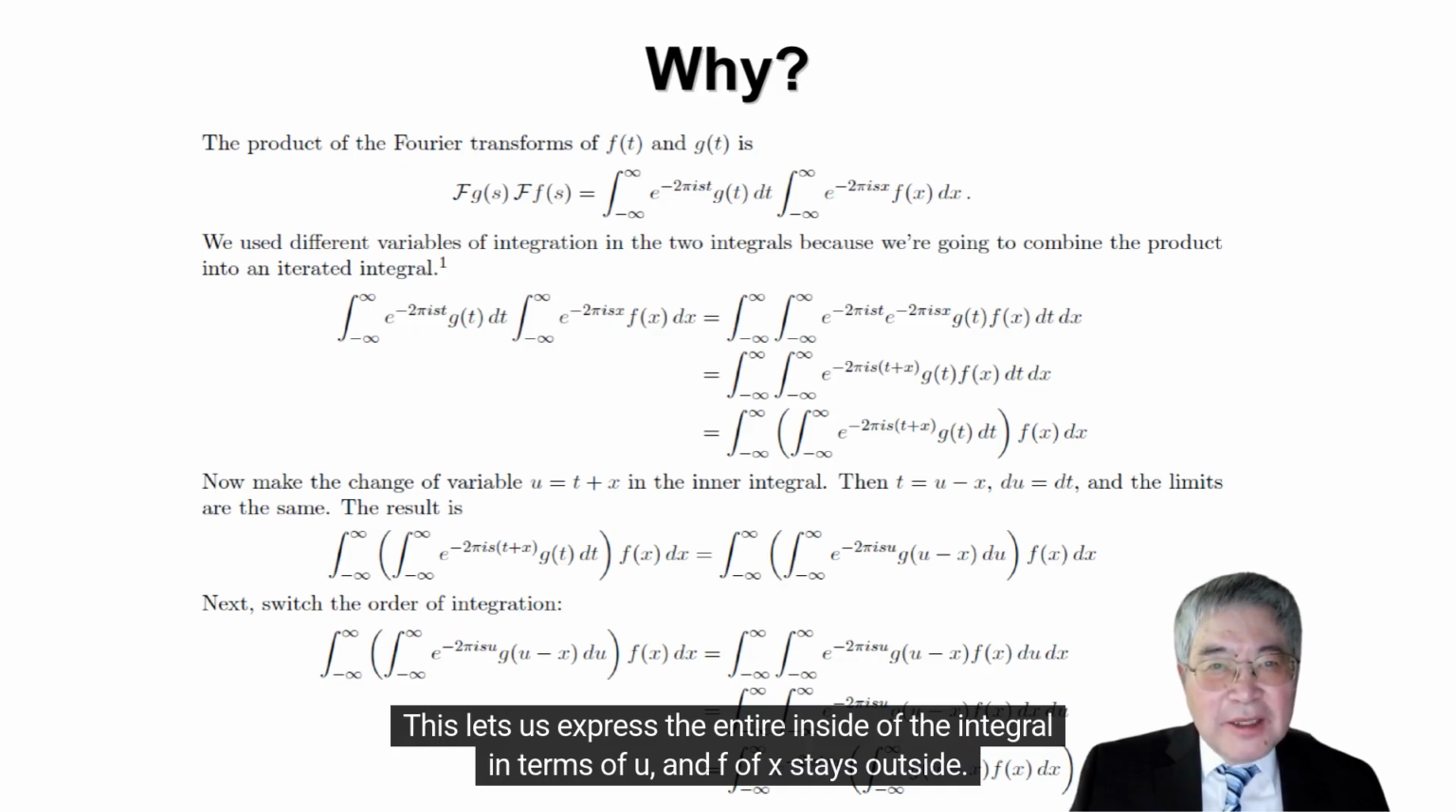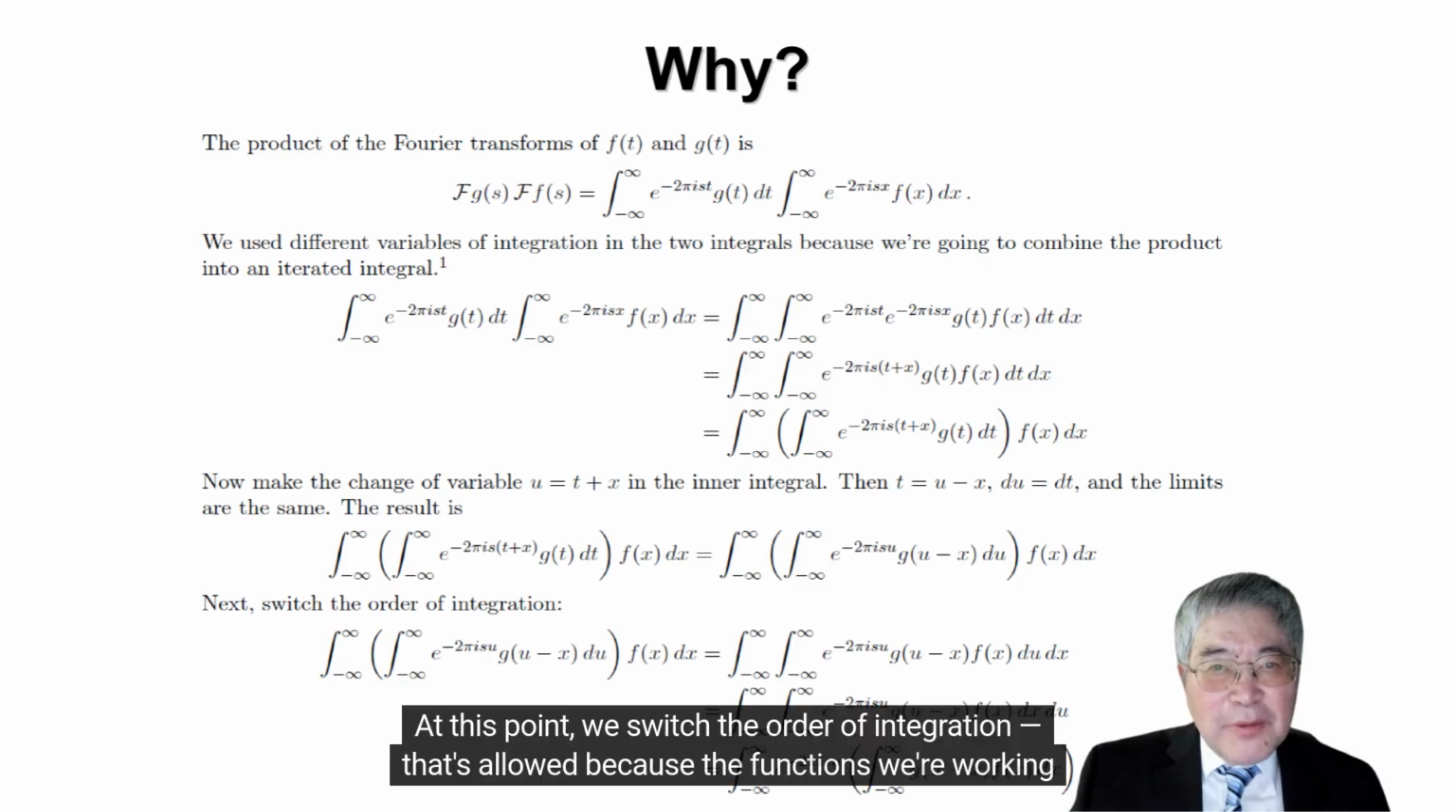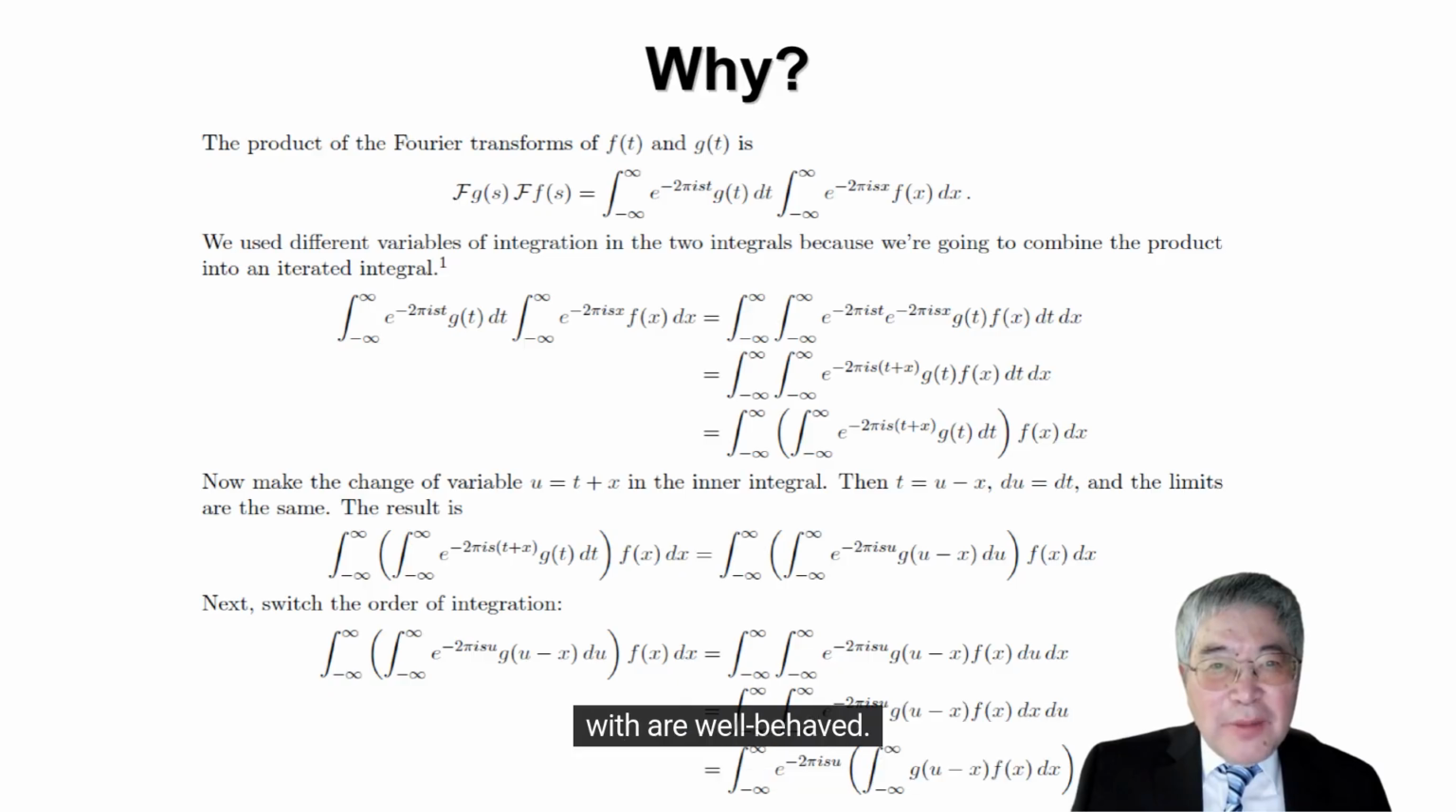This lets us express the entire inside of the integral in terms of u, and f of x stays outside. At this point, we switch the order of integration. That's allowed because the functions we're working with are well behaved. So now we're integrating over u with x nested inside. What you get in the end is this.